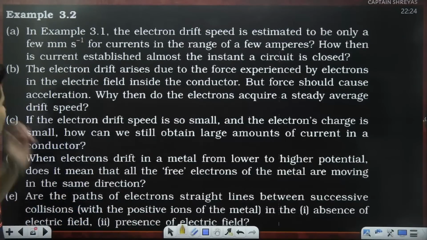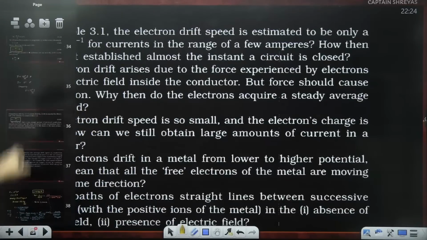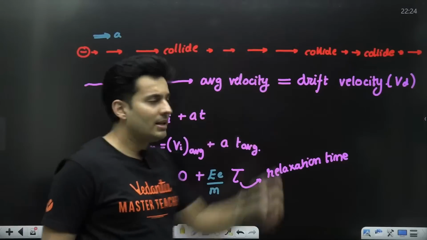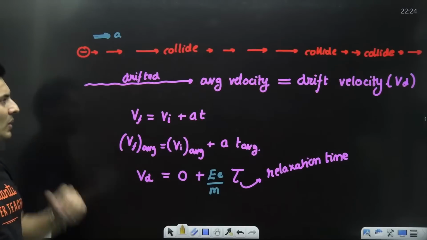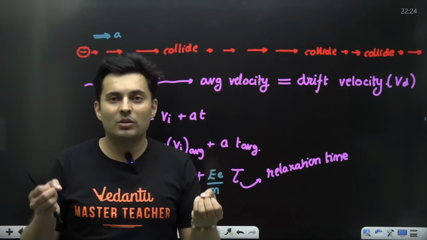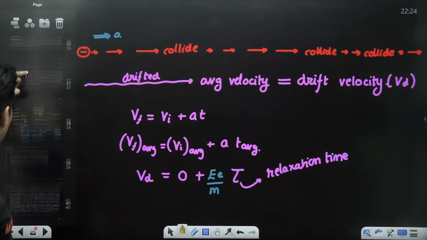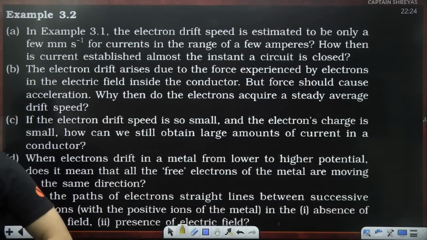Okay. Next, the electron drift arises due to force inside the conductor, but the force should cause acceleration. Why do the electrons acquire steady average speed? This part I explained over here. How is it that an electron does not continuously accelerate, rather it goes with constant speed? It's because of the collisions. It increases the speed, loses the speed because of the collision. So that is why it moves with the average speed called the drift speed. So that is the answer for the second question.